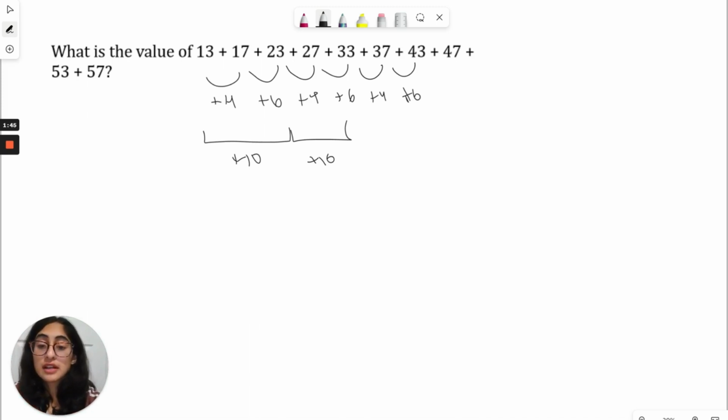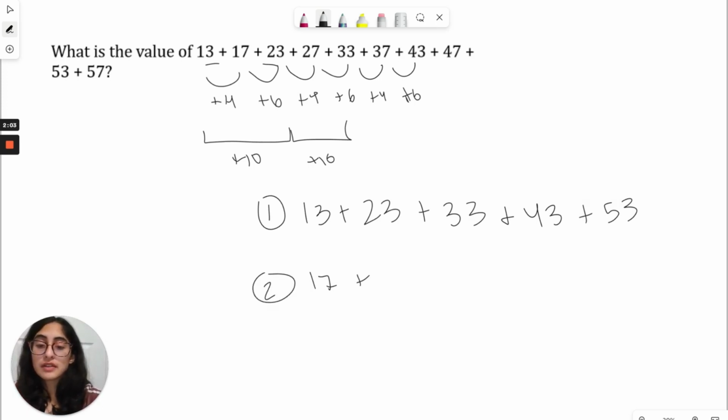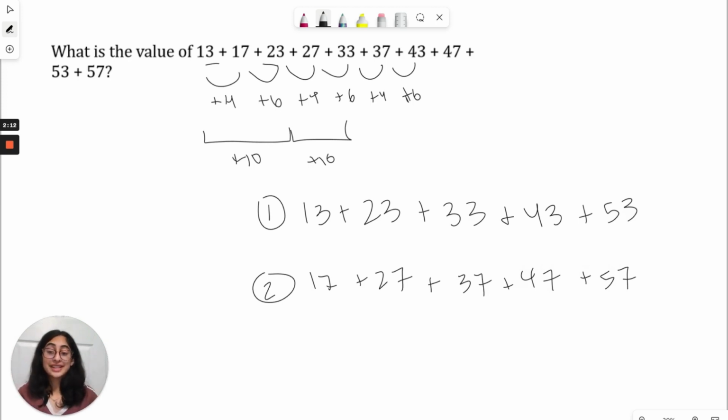So our first one can be 13 plus 23, plus 33, plus 43, plus 53. And our second sequence can be 17 plus 27 plus 37 plus 47 plus 57. And adding up both of these arithmetic sequences will give us the sum of that whole thing, because it's just the same numbers, but it'll make our lives much easier.